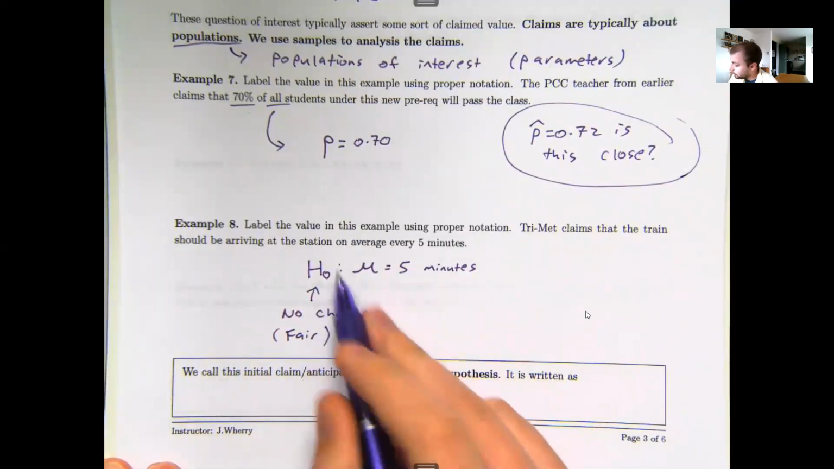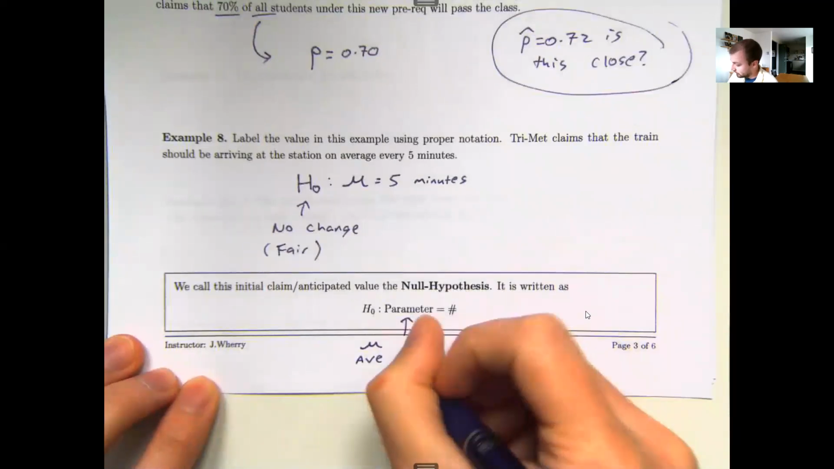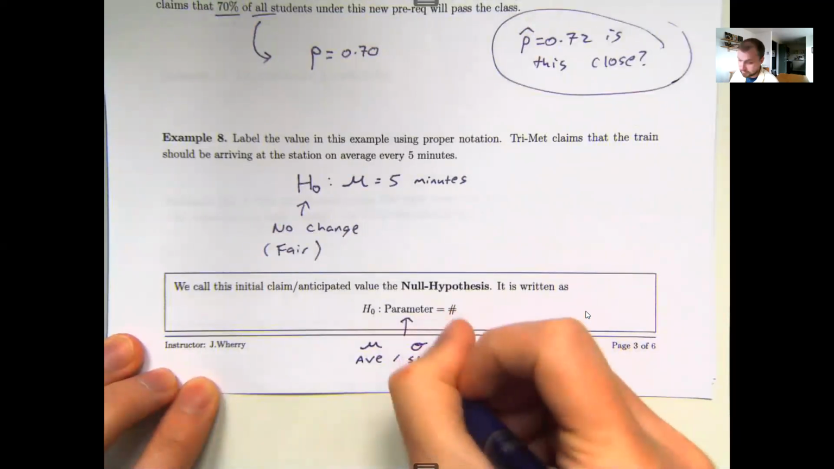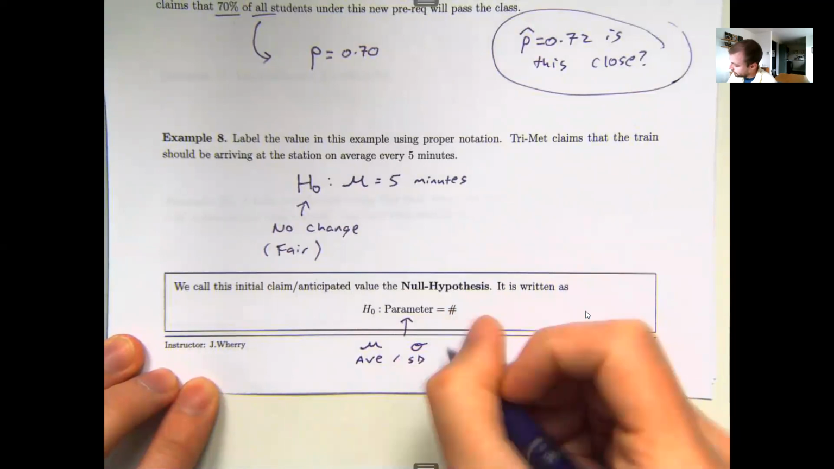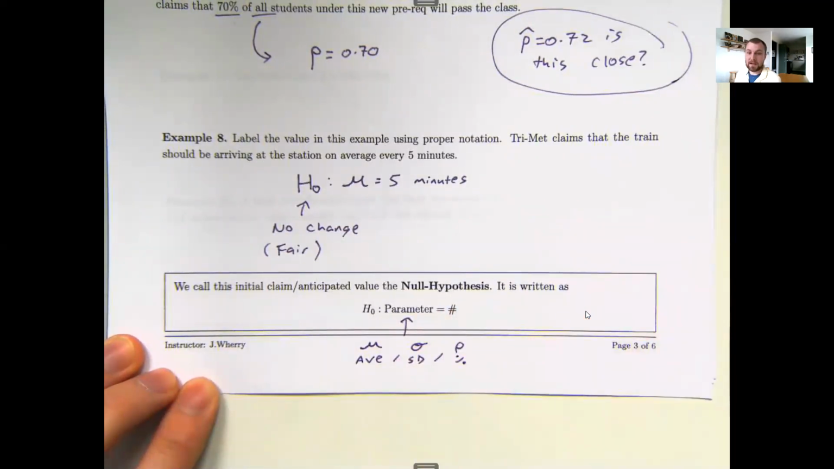H0 colon mu equals 5 minutes. It's always going to be the null hypothesis and a parameter, and it's either about averages, so I'll have the symbol mu there. It could be about standard deviations. I would have the symbol sigma. Or it could be about percentages or proportions, and I would have the symbol p.